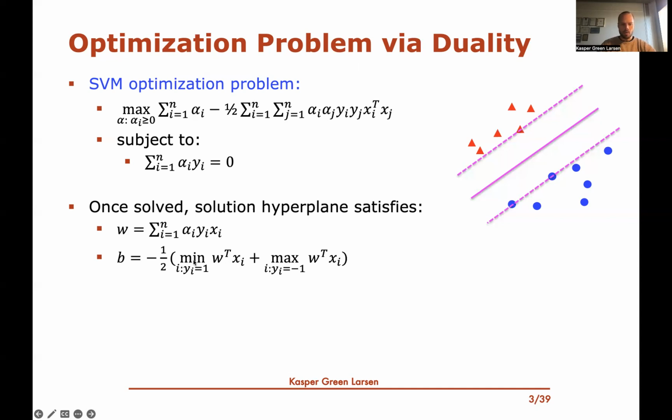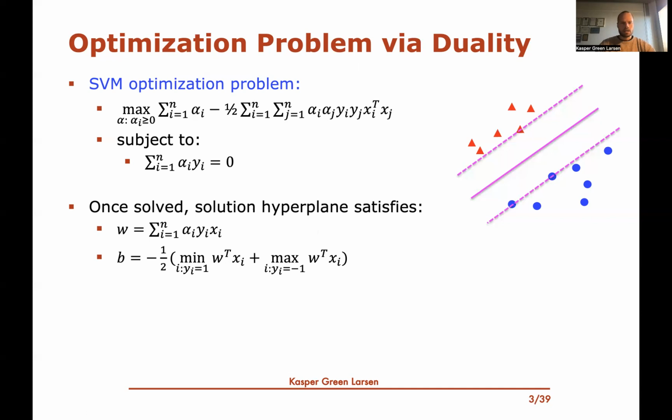We could do that using this expression here. We take the minimum over all points in the blue class, the points with label 1, of the inner product between w and xi. And similarly, we take the maximum over all the red points of this inner product. We go halfway in between them and put a minus in front. So if we can solve this optimization problem, then we have the parameters of this maximum margin separating hyperplane.